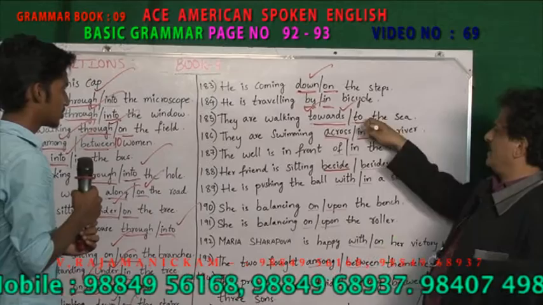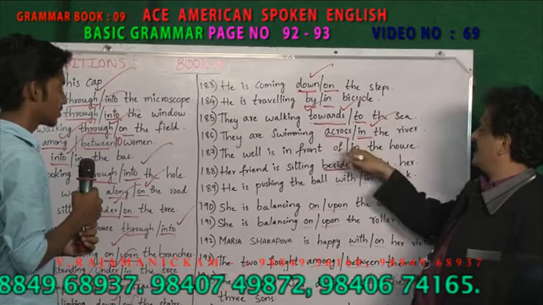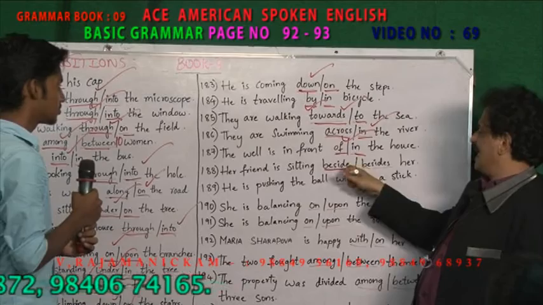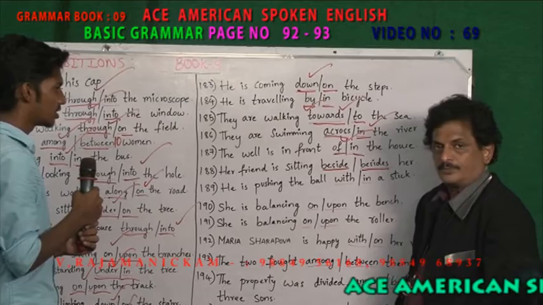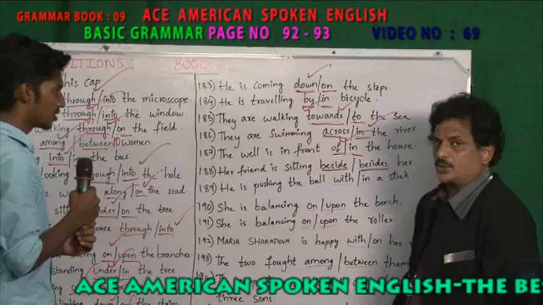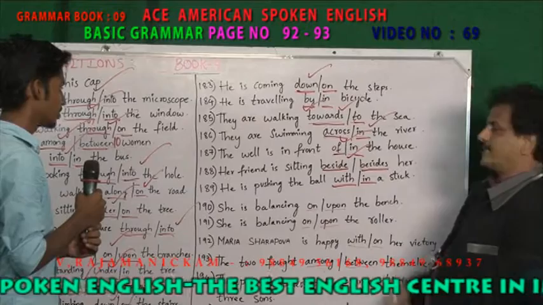The well is in front of the house or the well is in the house? In front of the house. Her friend is sitting beside her or besides her? Beside. What do you mean by beside? Next to. What do you mean by besides? In addition to. So which can be used? Beside. He is pushing the ball with a stick or in a stick? With a stick. With is used with an instrument.